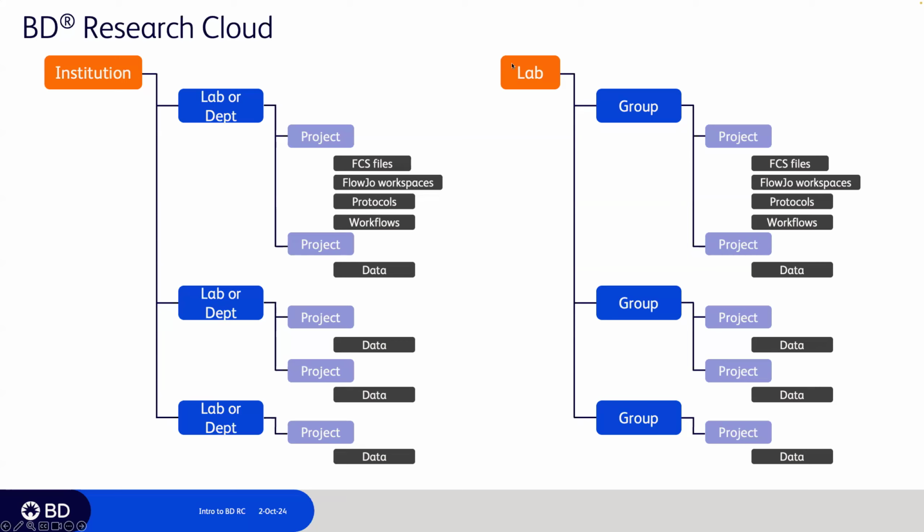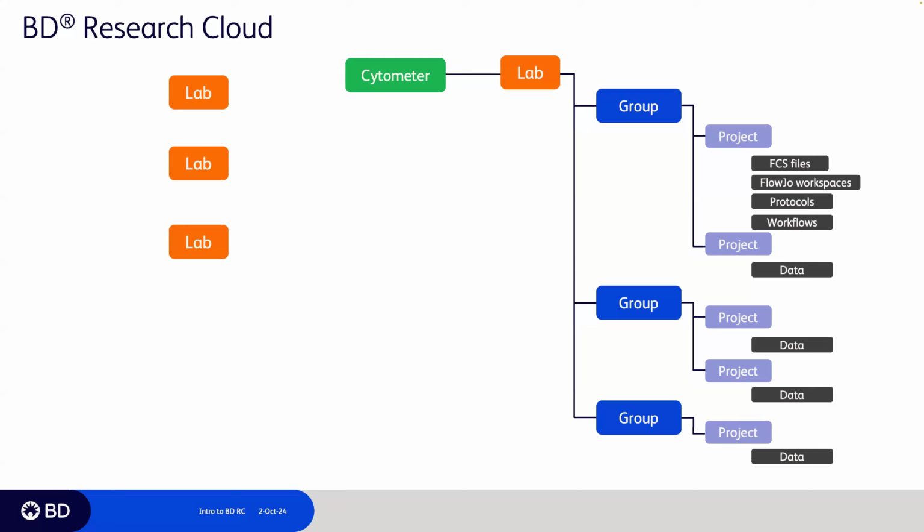So one BDRC organization for your lab, and you can have either just one common group that everyone has access to everything, or you can add multiple groups if you need that separation, if you're working with a collaborator, for example, and you only want them to have access to a portion of the data, maybe not all of it.